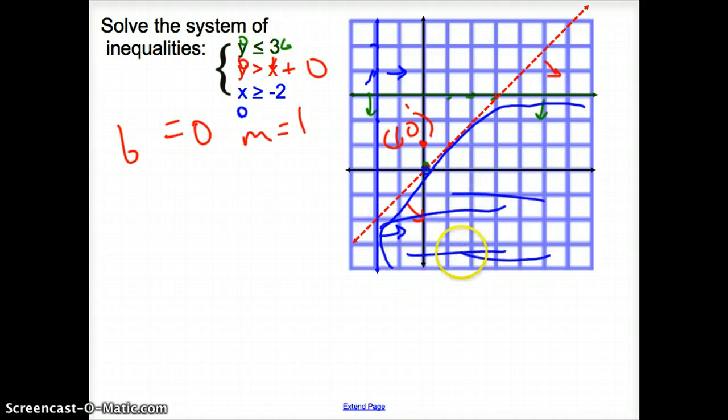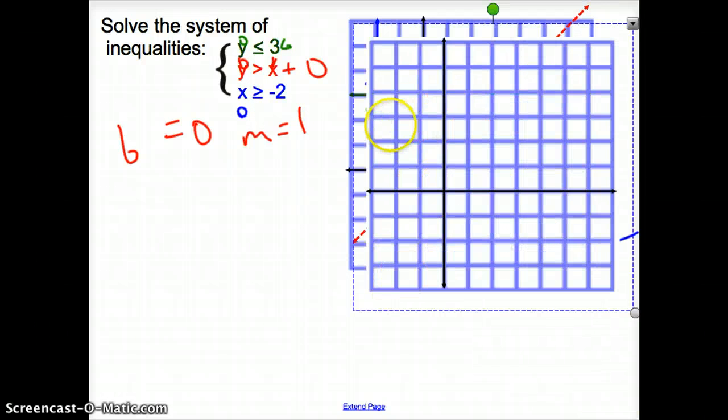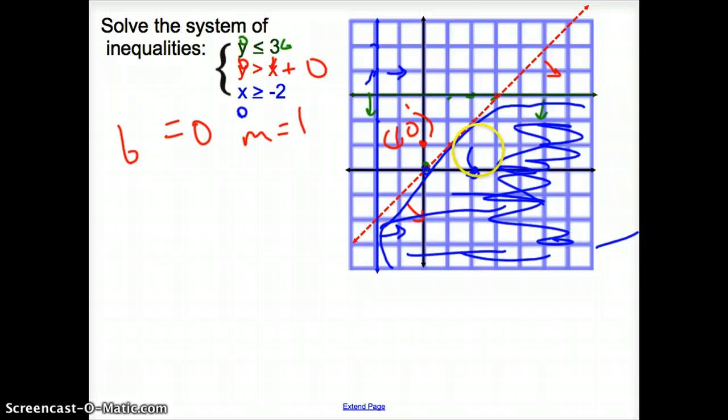So all of this over here should be shaded. Any point from this area will satisfy these three inequalities. Any point from this shaded area will satisfy all of these inequalities. So if you want to, go ahead and pick a point, plug it in for your x's and y's. Be my guest, but I promise you it will satisfy all of these equations.